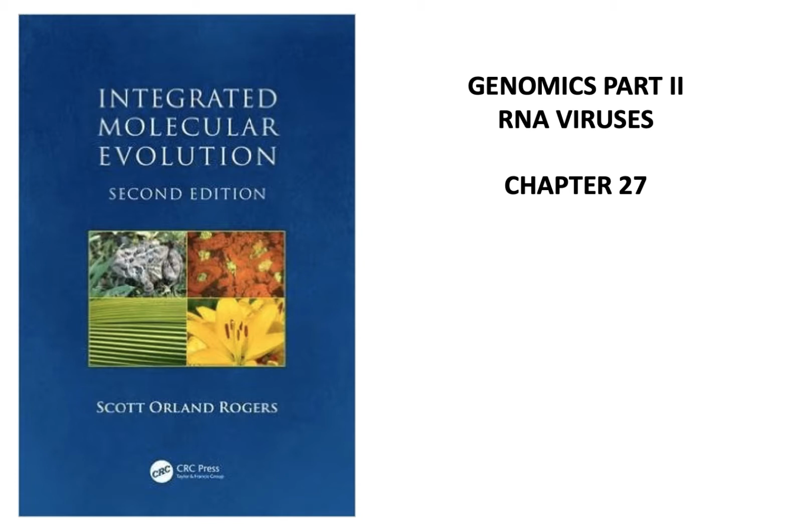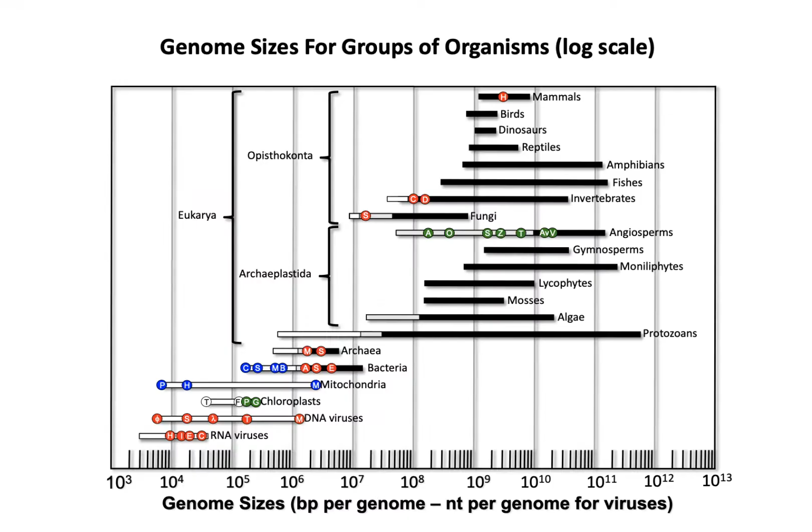This is part 2 of the genomics series. This part's on RNA viruses, and you can find a lot of the material in chapter 27 of Integrated Molecular Evolution, the second edition. The RNA viruses are way down here on this chart.